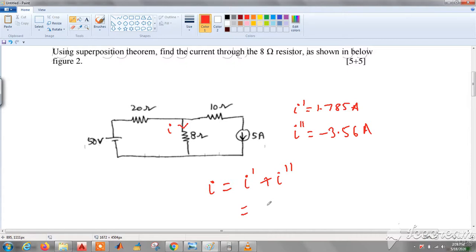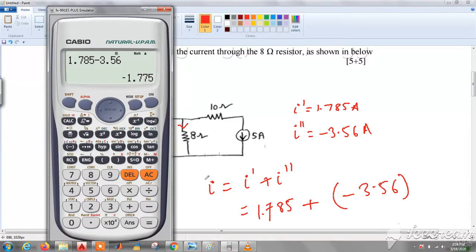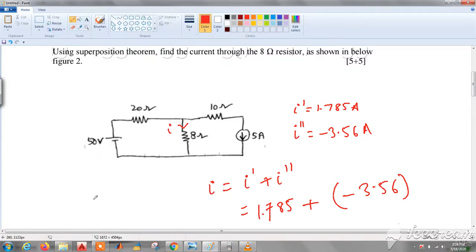So I dash is 1.785 plus I double dash is minus 3.56. You will get the current as minus 1.7 amperes. So minus 1.7 amperes of current is flowing in the downward direction. Why minus? This minus is because the 5 ampere current source is dominating more than the 50 volt voltage source. If you had calculated in the upward direction, you would get the result as plus 1.7 amperes.